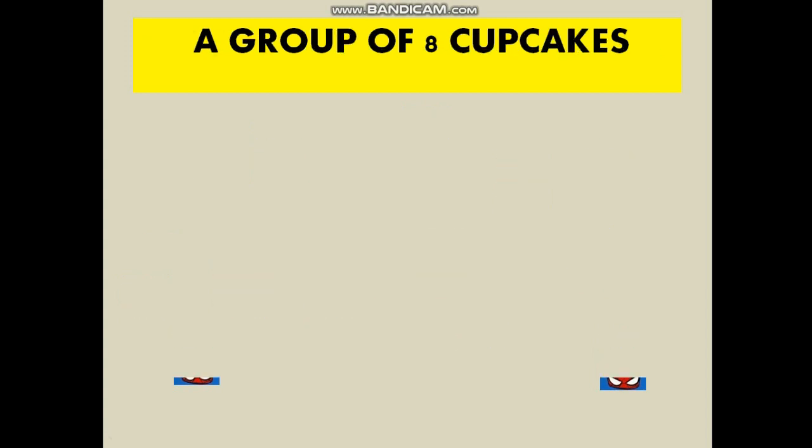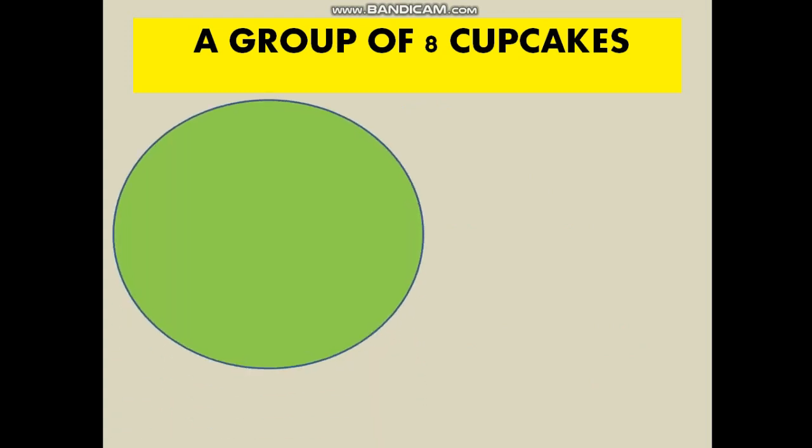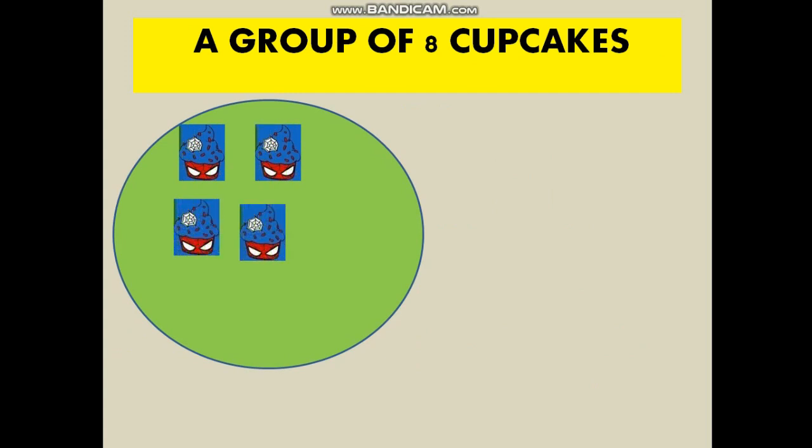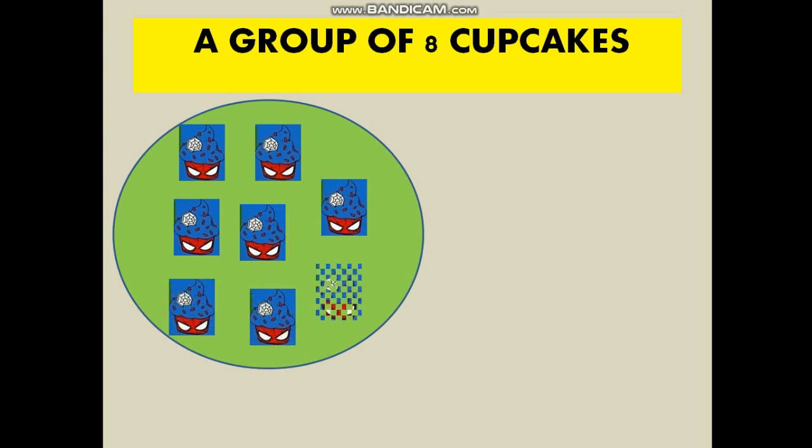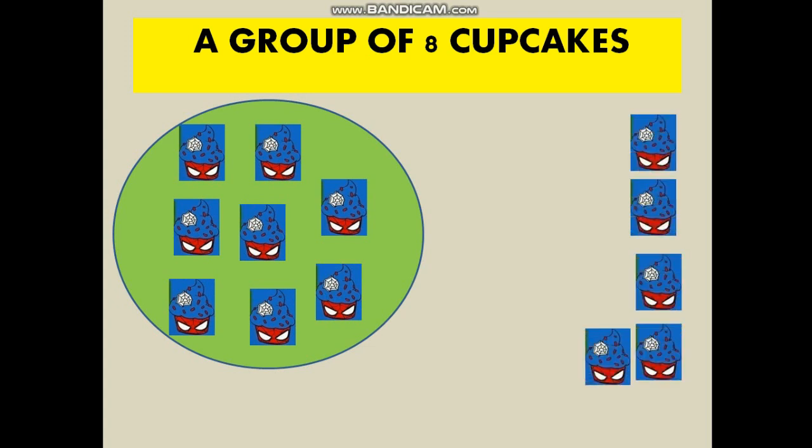Let us count the group of 8 cupcakes. So let's start. 1, 2, 3, 4, 5, 6, 7, 8. 8 cupcakes are inside in a group and the rest of them are outside.